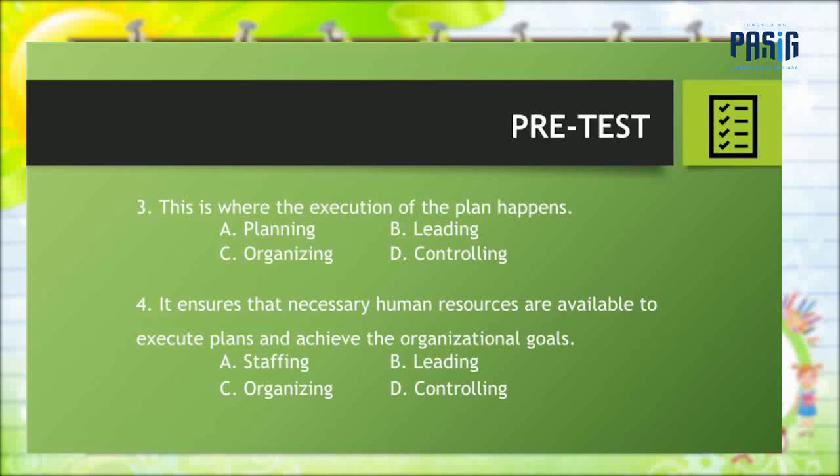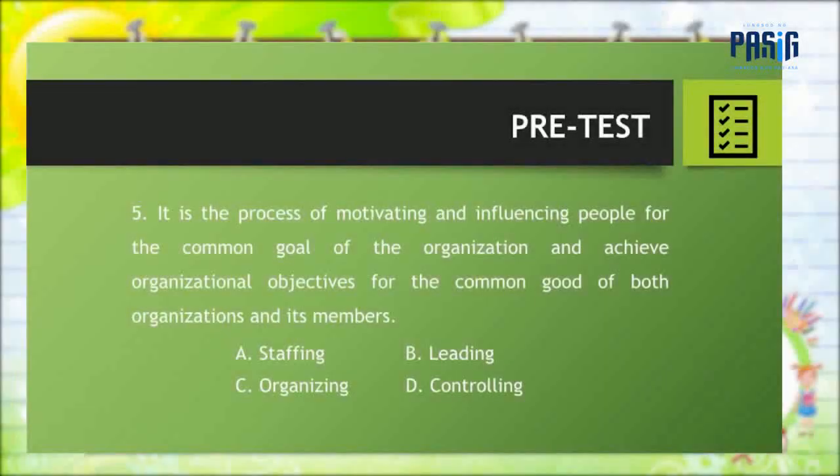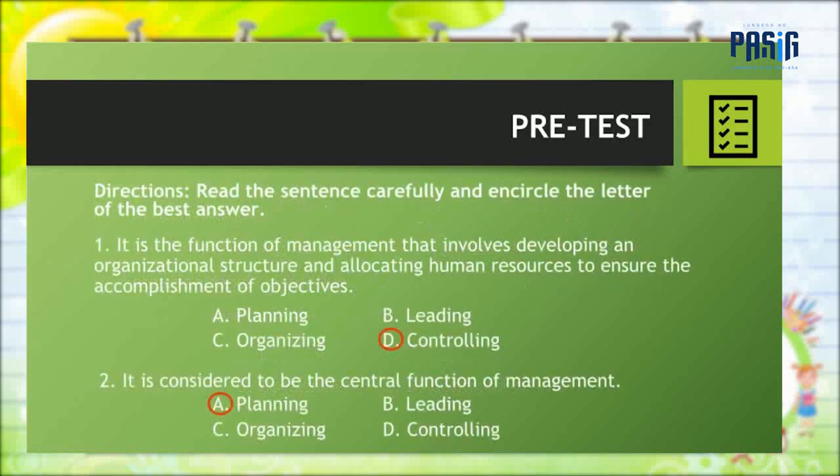A. Staffing, B. Leading, C. Organizing, D. Controlling. Number 5. It is the process of motivating and influencing people for the common goal of the organization and achieve organizational objectives for the common good of both organizations and its members. A. Staffing, B. Leading, C. Organizing, D. Controlling.